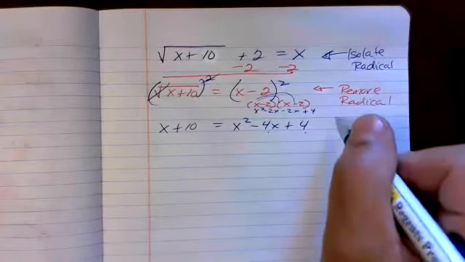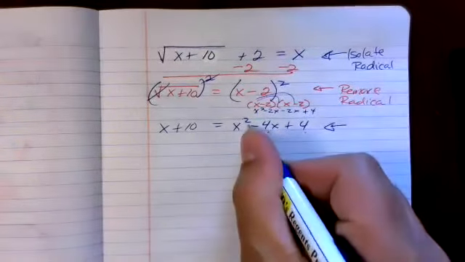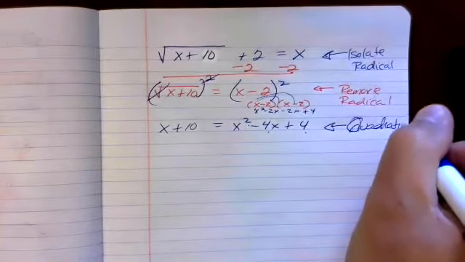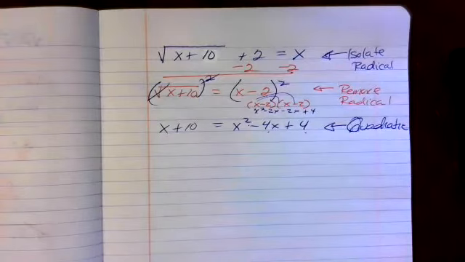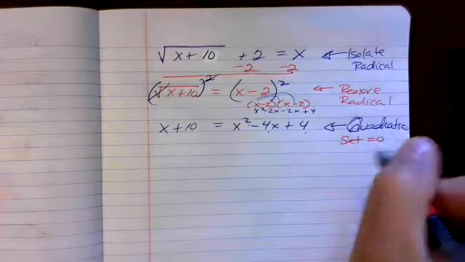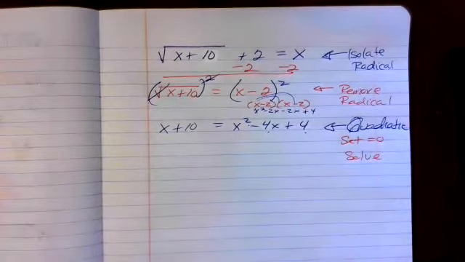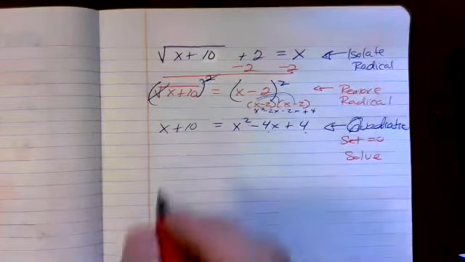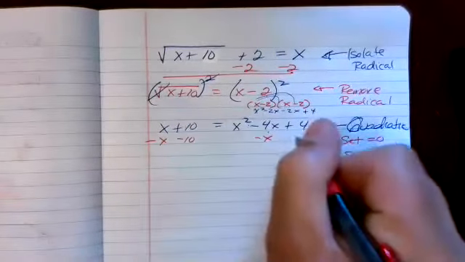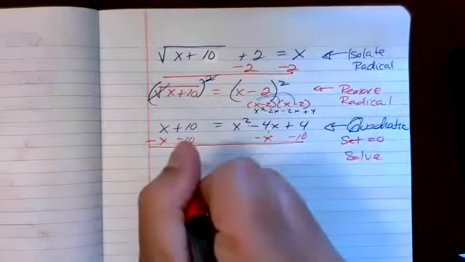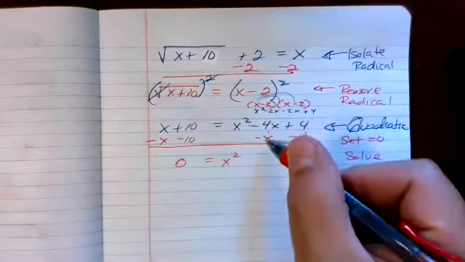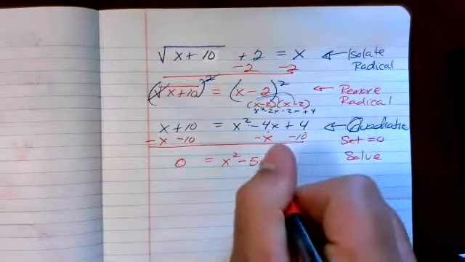So now what type of equation do I have? I see there's a square here, so this is a quadratic again. I have a quadratic equation, so I know I have to set the equation equal to 0 and solve. So yeah, we want to subtract x from both sides. We want to subtract 10 from both sides. We want to get 0 over here, so I'm going to have x squared. Negative 4 and a negative 1 is a negative 5x.